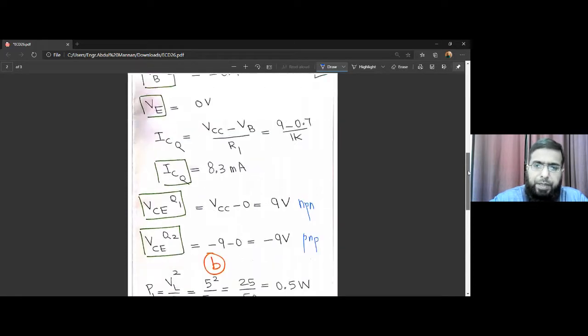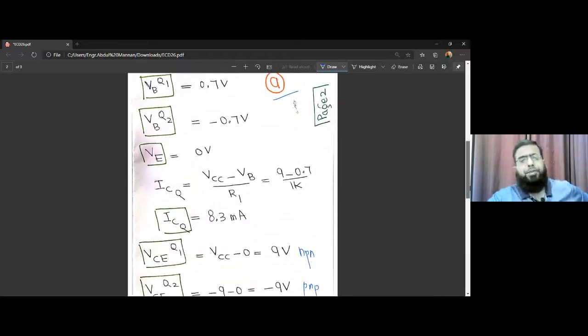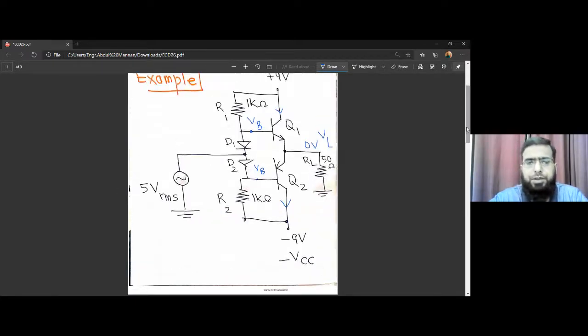So the next is to find PL, the power dissipated in the load. If you know the voltage drop across this RL, we can use the expression VL squared over RL. This is the AC voltage, not DC, because the DC is 0. So what is the AC VL? The input is given to be 5 volts, 5 volt plus 0.7, 5.7 minus 0.7, again 5. So the max AC voltage that we can have here is 5 volts.